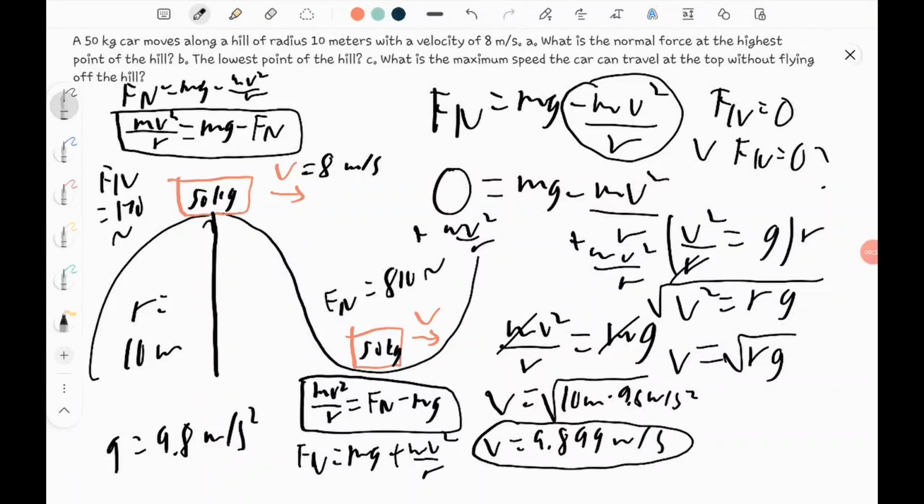So at the top of the hill, the velocity must be less than or equal to 9.899 meters per second in order to stay on the track. Here, there is a maximum threshold. So we have a max threshold.